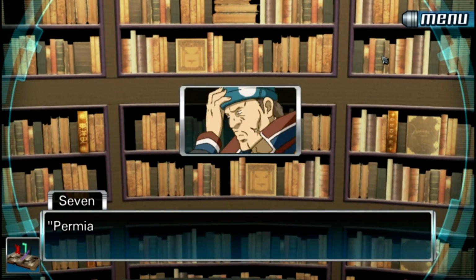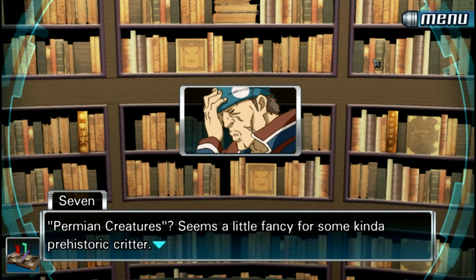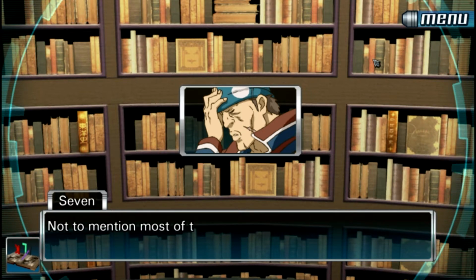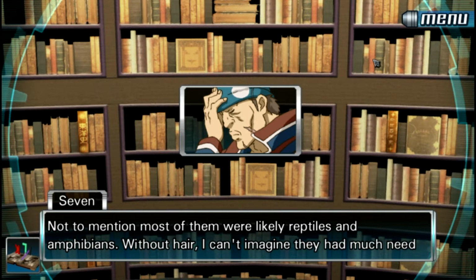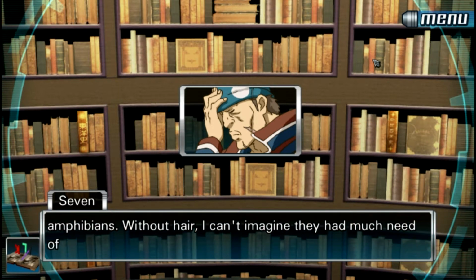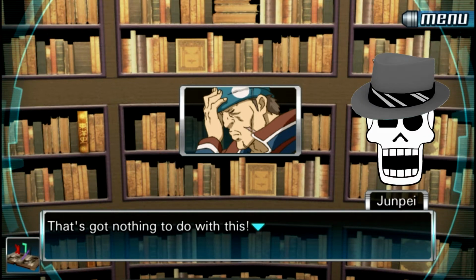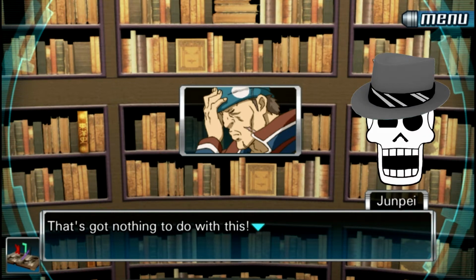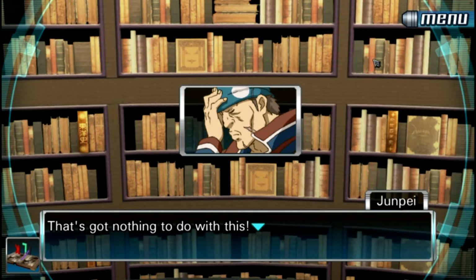Permian creatures. Seems a little fancy for some kind of prehistoric critter. Not to mention most of them were likely reptiles and amphibians. Without hair, I can't imagine they had much need of perms. I don't know. I mean, have you seen the Argonians in the Elder Scrolls games? That's got nothing to do with this.